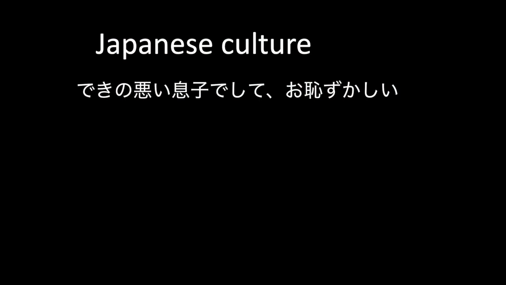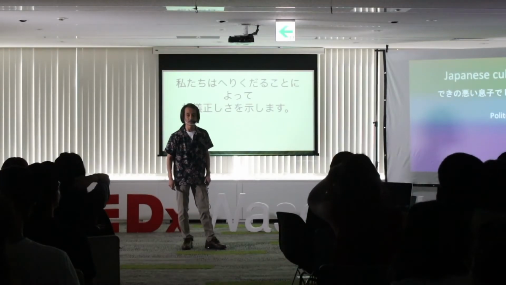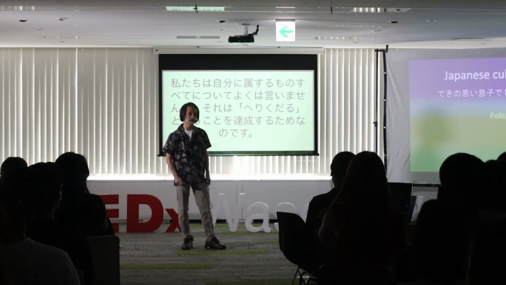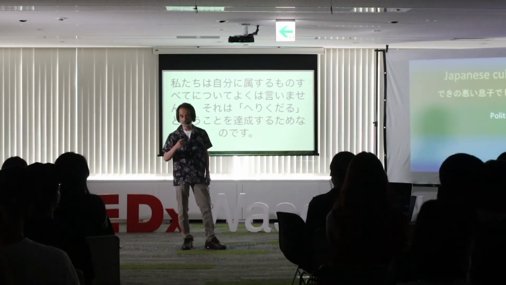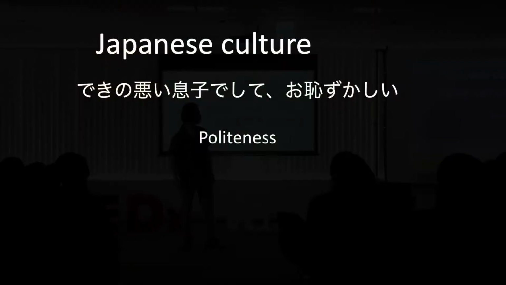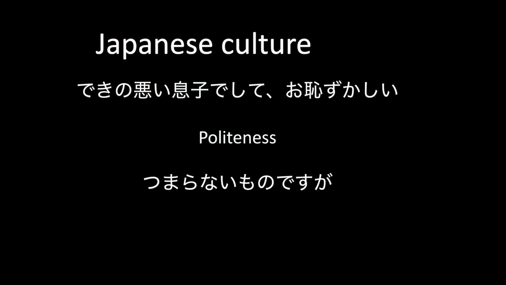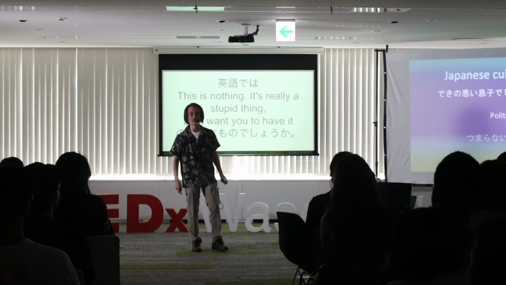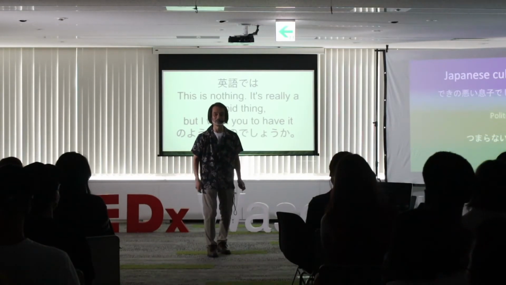Actually, this is how Japanese politeness works. In Japan, people lower themselves to show politeness. Now, how do we lower ourselves? By saying negative things about everything that belongs to us. So this is the reason why there are so many Japanese people who say, つまらないものですが when they give presents to others. What does it mean? It means something to the effect of, it's nothing. It's really a stupid thing, but I want you to have it.